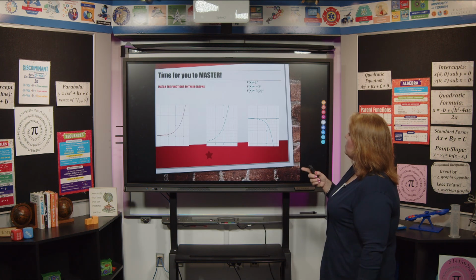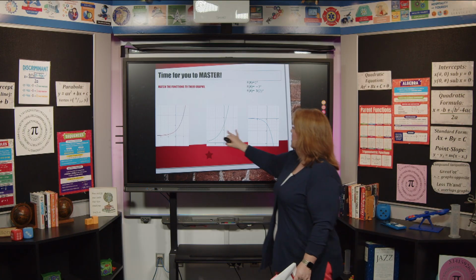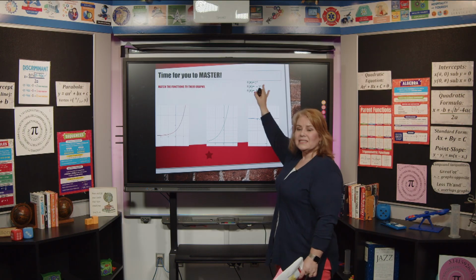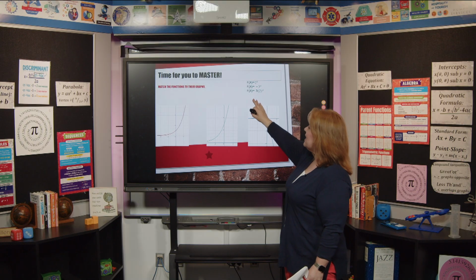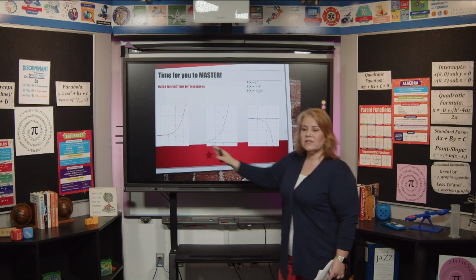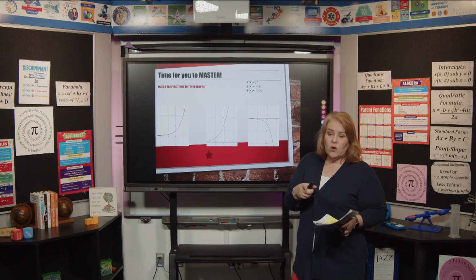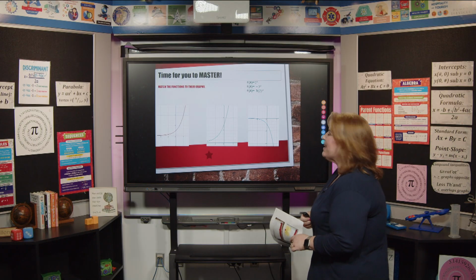So it's time for you to master. What I'm wanting you to do is look at each one of these. Plug these into Desmos, plug these into your calculator, and see which one of these exponential equations go with the different graphs. You do it, you and your table partner, see what you get, come back to me, and we'll see if we can get the same thing.